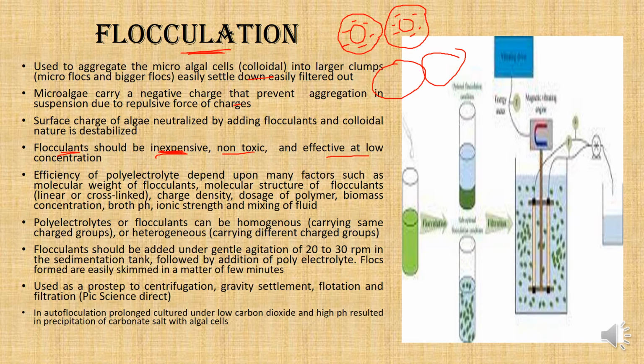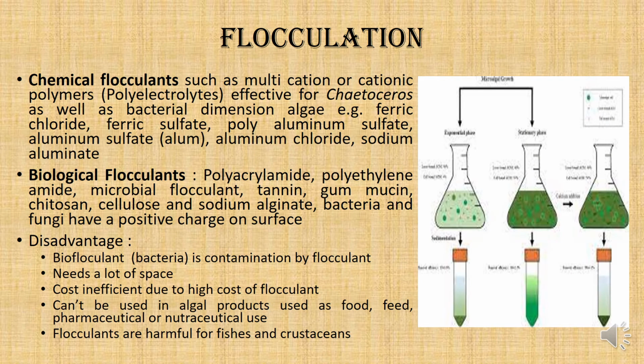So flocculation can be done by autoflocculation, which is a general intrinsic property of algae also, but we prefer both chemical and biological flocculants to speed up the process. These are some of the chemical flocculants here, of which the most commonly used is the aluminium flocculant. And among the biological, if you are using the algae in wastewater treatment, bacteria and fungi are very common flocculants in wastewater treatment.